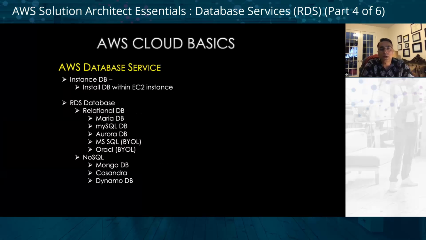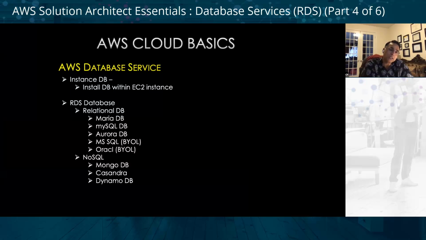Today's topic, we will be covering the AWS database services, right? There are two different types of databases that you can have installed or use. I'm using that very loosely on AWS. So the first one would be the installation of a database on your EC2 instance, right?